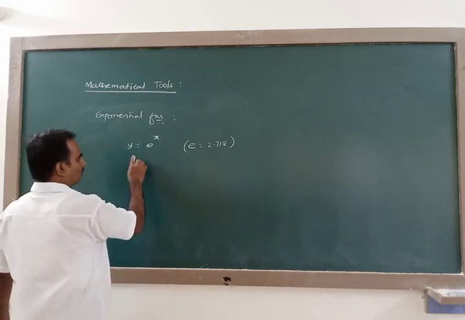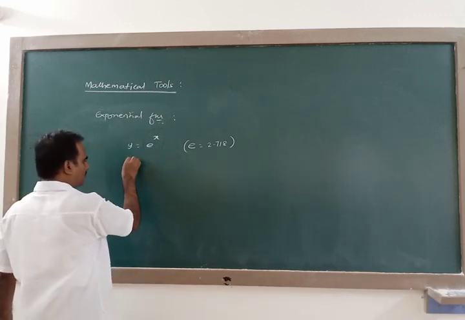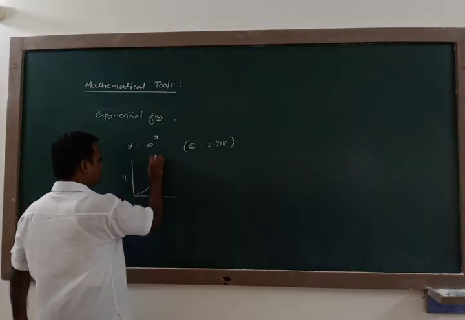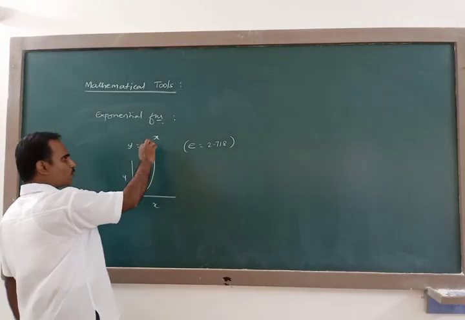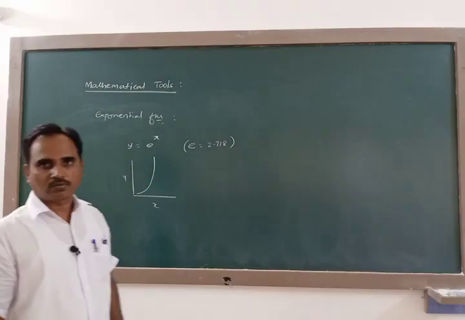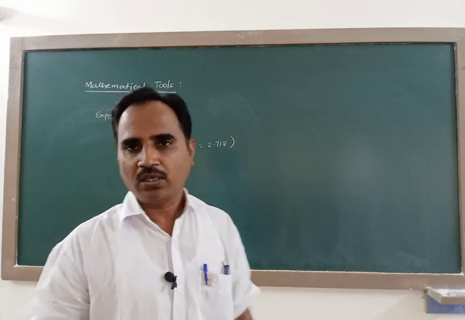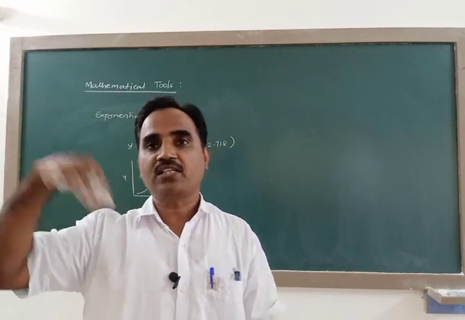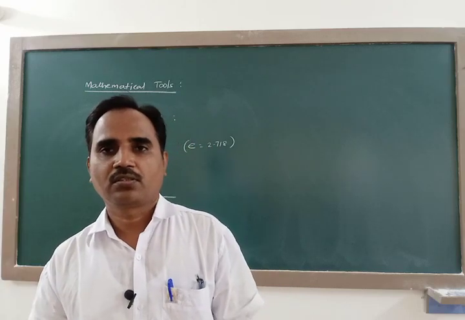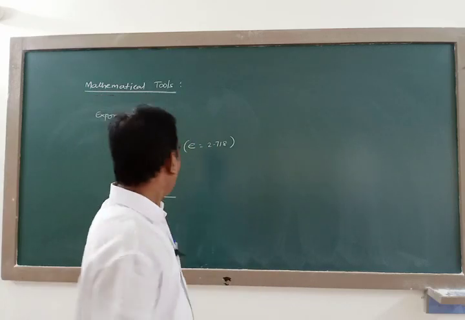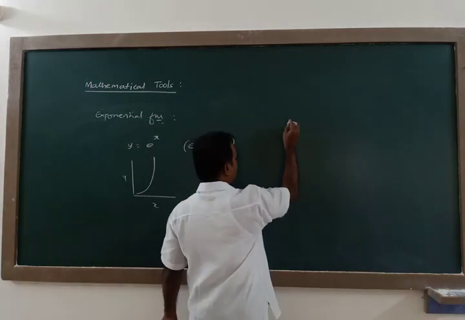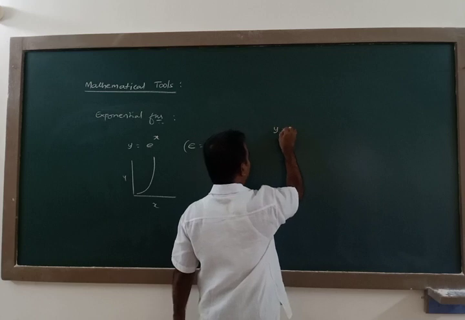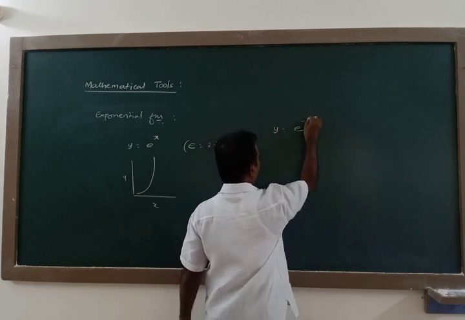So here, for an exponential function, if you plot a graph of y versus x, it will be like this. That means the increase is quite sharp. So in general context also we use this term. When something increases rapidly, we say that it is exponential rise. And also sometimes you come across relations of this type: y is equal to e to the power of minus x.